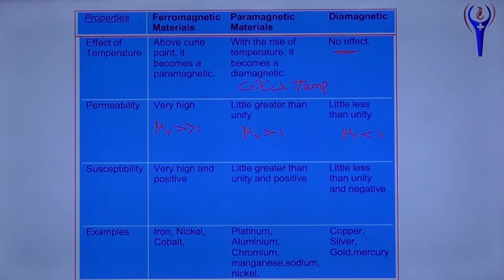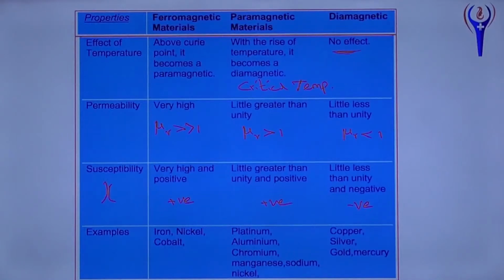And susceptibility. What is the symbol for susceptibility? Chi. For ferromagnetic material, the susceptibility value is very high and positive. For paramagnetic, it is positive but just greater than unity, a little but less than unity. And for diamagnetic, the chi value is negative. Both ferromagnetic and paramagnetic are positive values.